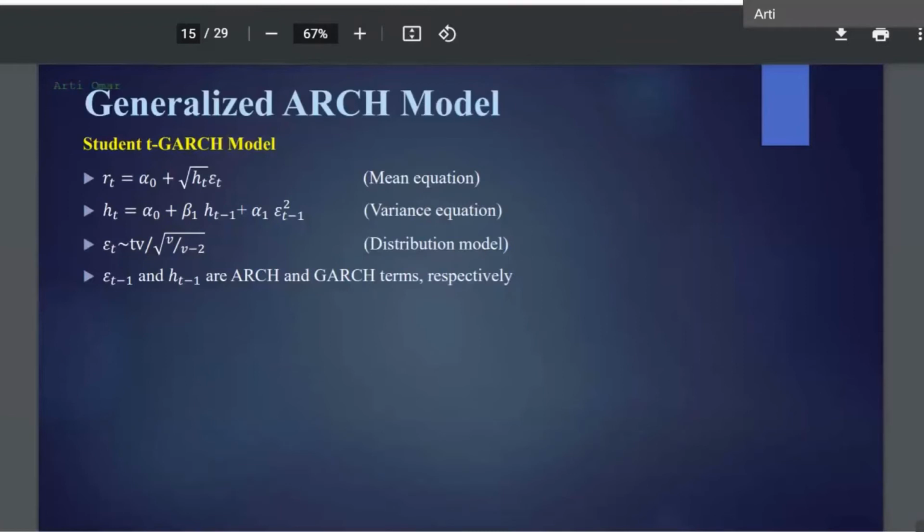Why a T distribution and why not normal? As I already discussed before, most time series data are not normal by nature. They are not normally distributed. They are leptokurtic, meaning they have fatter tails and excess peakedness. So which distribution defines it best? That is the T-shaped distribution. That is what is called the Student T-GARCH model, and it is sometimes much better than the normal model. I will tell you how to calculate that also. Going to the next slide.